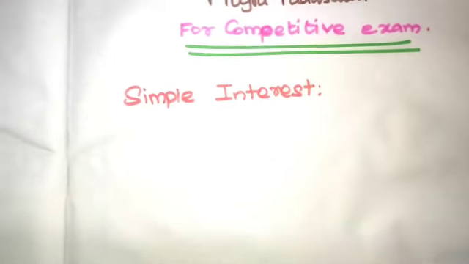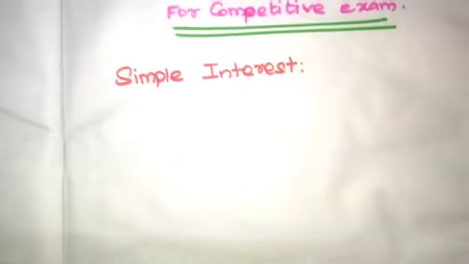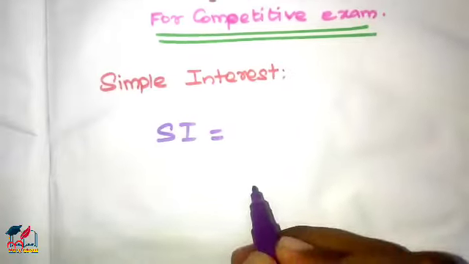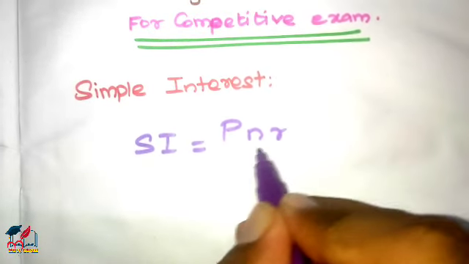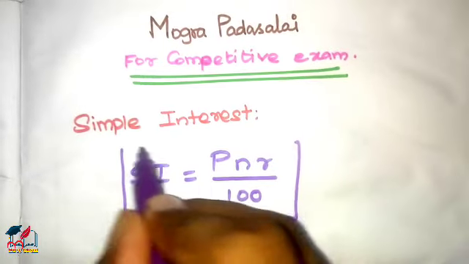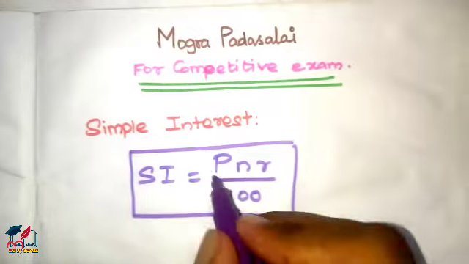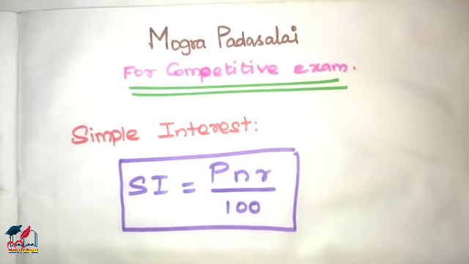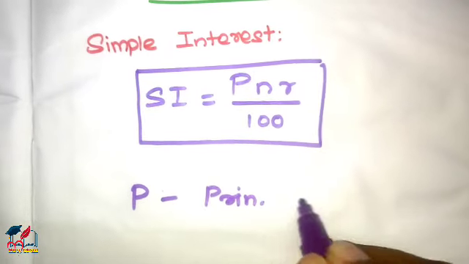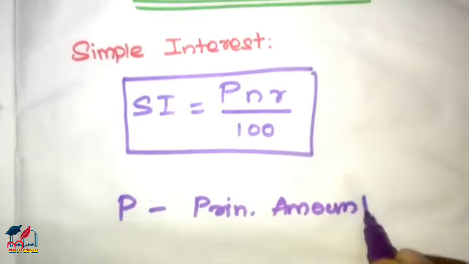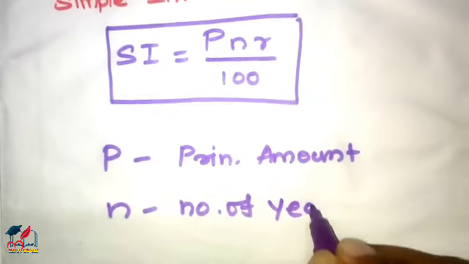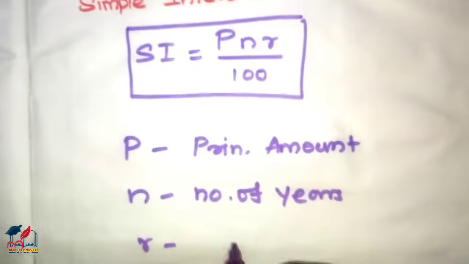Today we are going to see about simple interest. First, let us see, simple interest is equal to PNR divided by 100. This is the formula to calculate simple interest. Now let us see what is P, N and R. P is nothing but principal amount, and N is number of years, and R is rate.